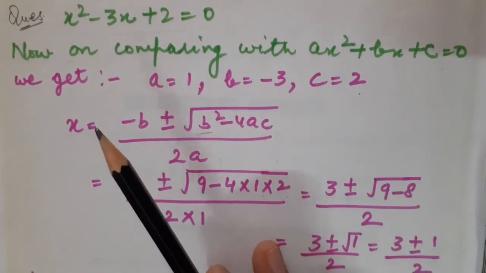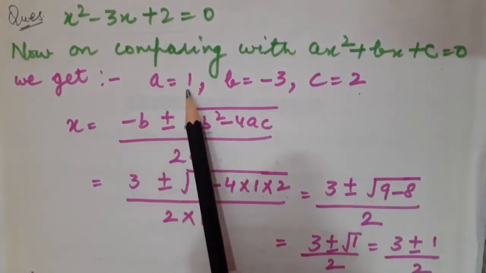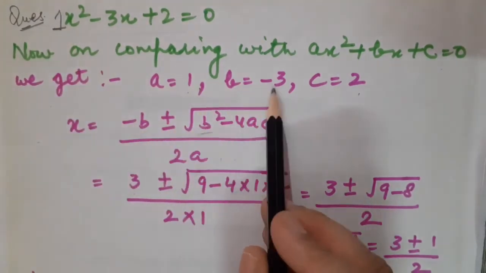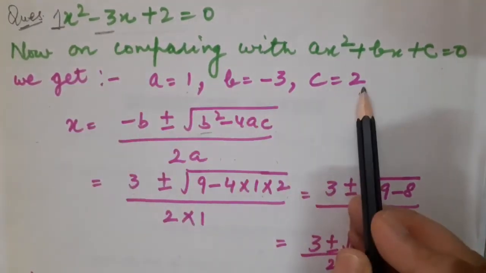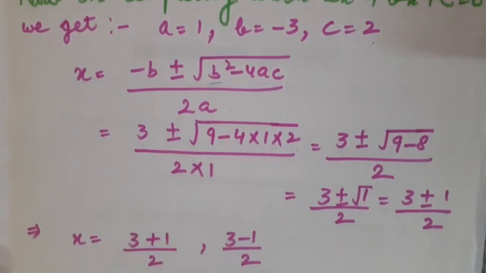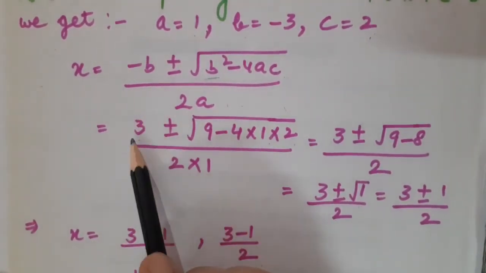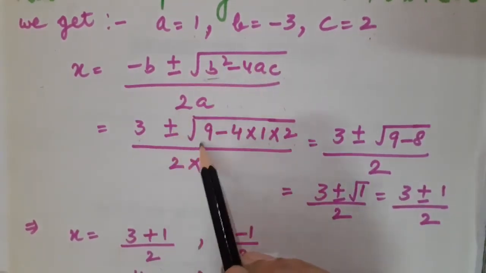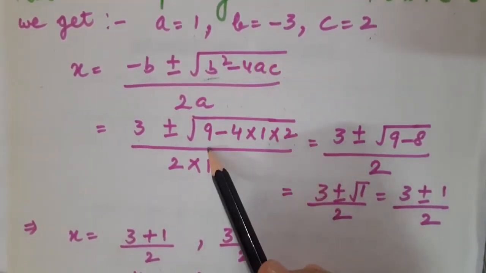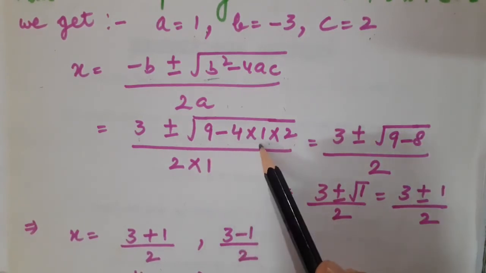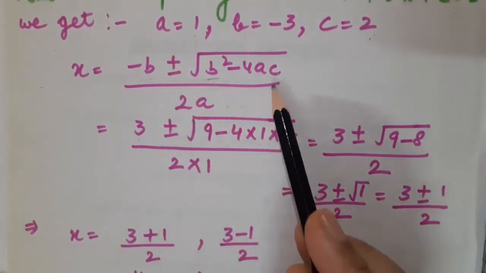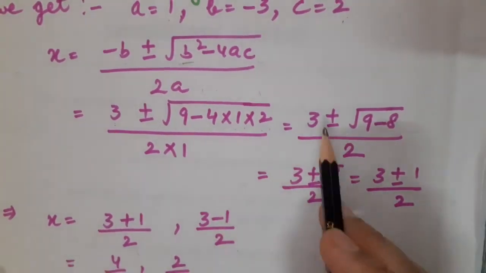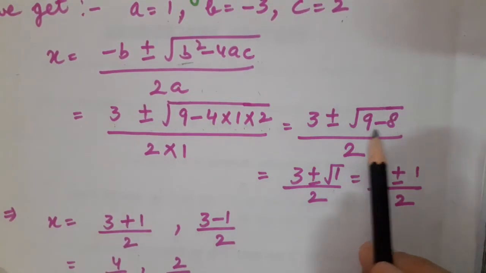Correct children? So through here I have got a is equal to 1. Here it is 1 written actually. B is equal to minus 3 and C is equal to 2. Let us insert these values in the quadratic formula. This is minus into minus 3 will become plus 3 plus minus B square means minus 3 square will become 9 minus 4 into A. What is A? A is 1 and what is C? That is 2. So children, I have got 3 plus minus 9 minus 8.